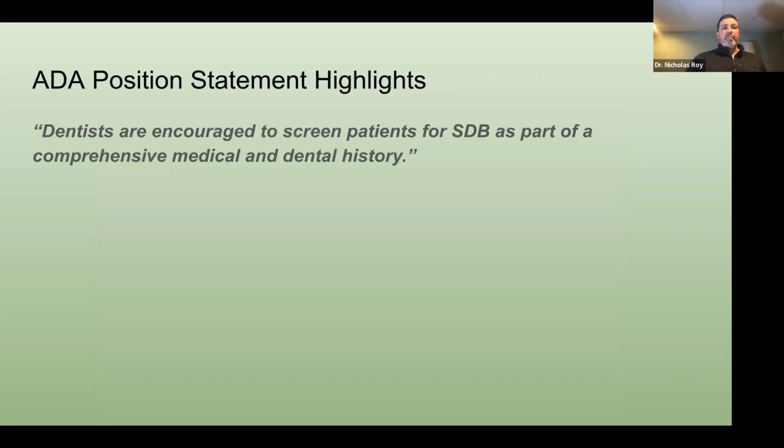So a few highlights from the ADA position statement. It's about 1.33 pages long. I encourage everybody to read it, but here are the highlights. One statement says, dentists are encouraged to screen patients for sleep disordered breathing as part of a comprehensive medical and dental history.